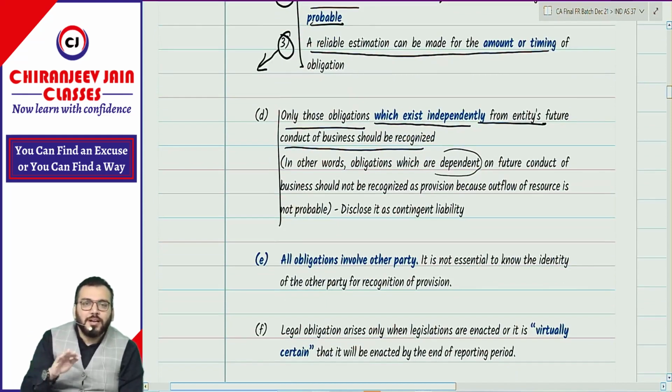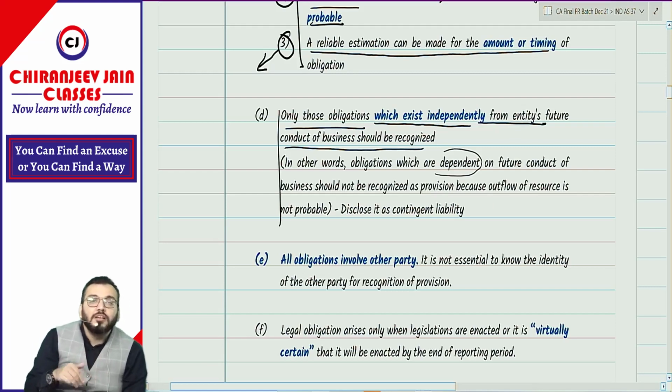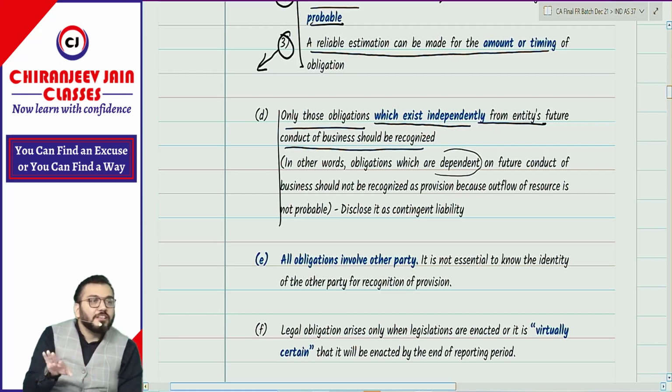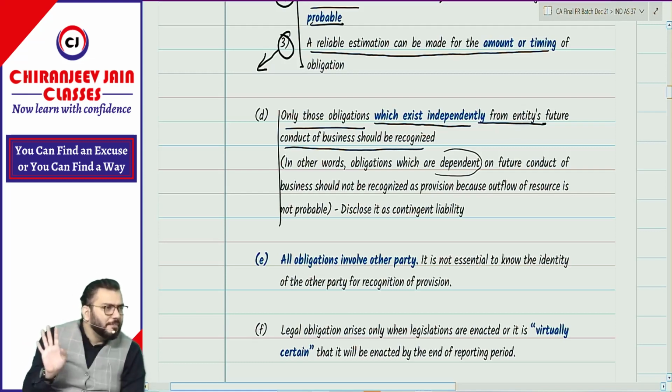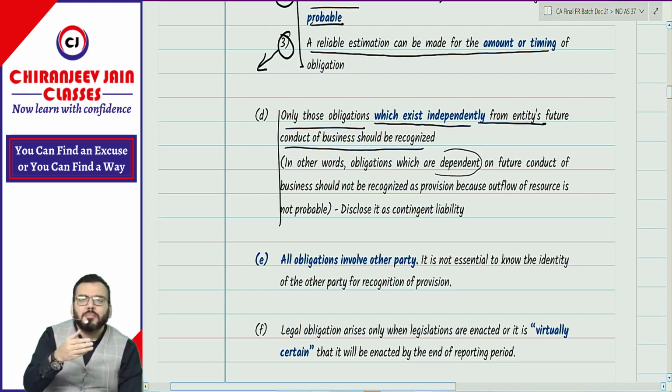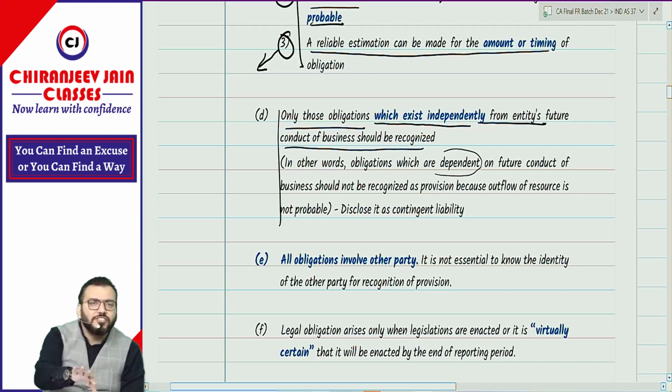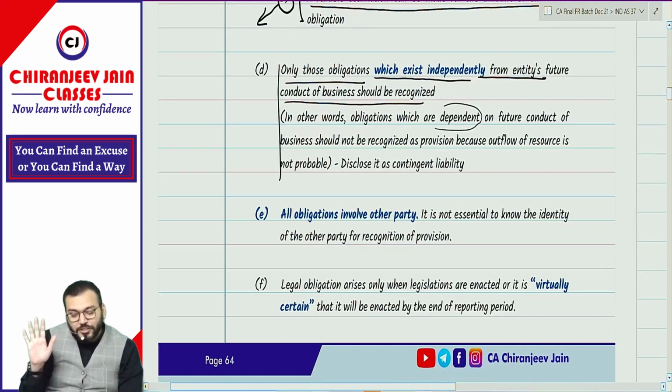Then we have done one special point, point D: only those obligations which exist independently of the entity's future conduct of business should be recognized as a provision. Any obligation which is dependent on future conduct of business should not be recognized as a provision. However, it may be disclosed as a contingent liability. Right now we don't know about contingent liability, so we are not discussing when it will be disclosed as a contingent liability. But we have understood from the definition of contingency that in other cases disclosures are required. Whenever provisions are not created, we should disclose the fact. Any doubt up to this point?